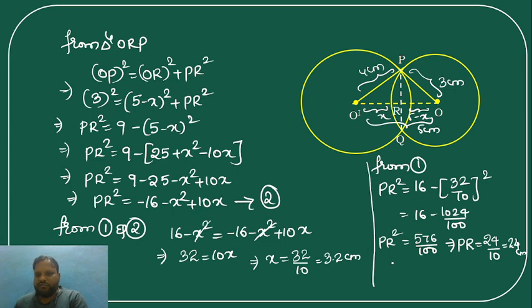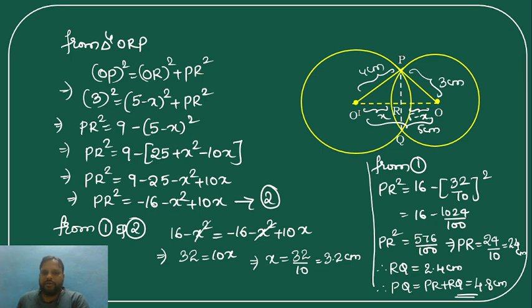So since PR is 2.4, therefore RQ also will be 2.4 centimeters, right? Hence, finally, PQ becomes PR plus RQ, that is 2.4 plus 2.4, that is 4.8 centimeters. This is what we have to find out. I hope you got the solution here. Thank you.